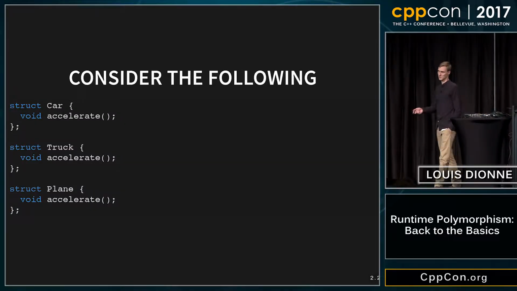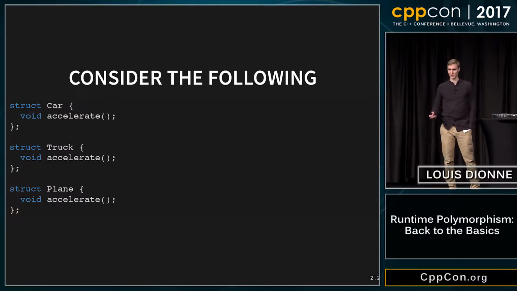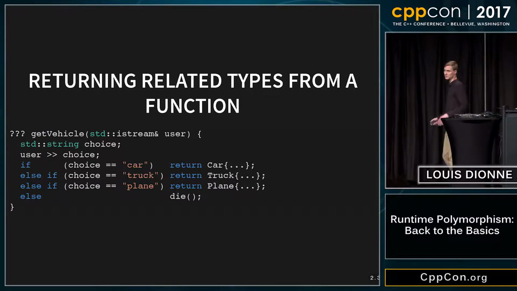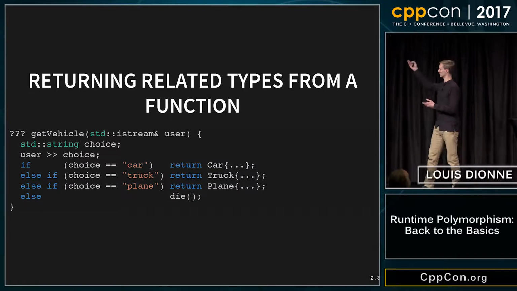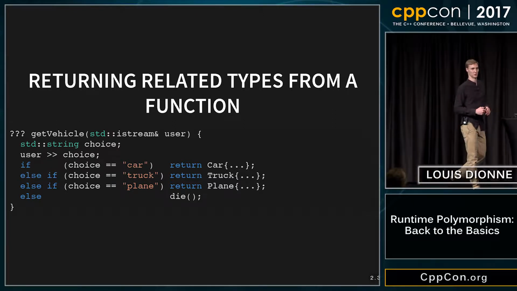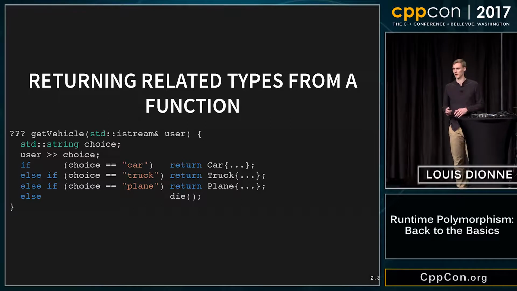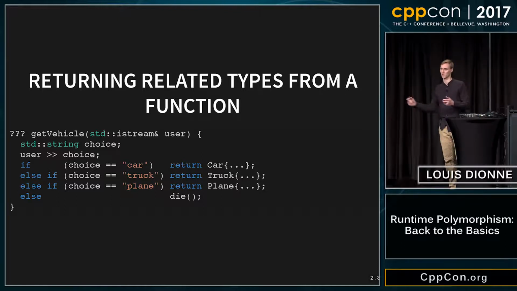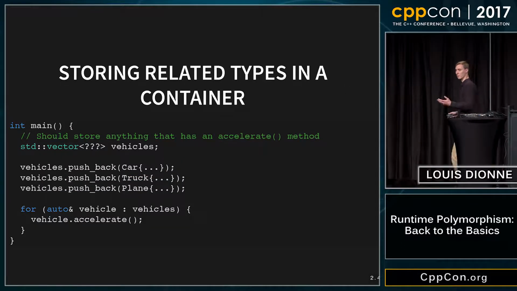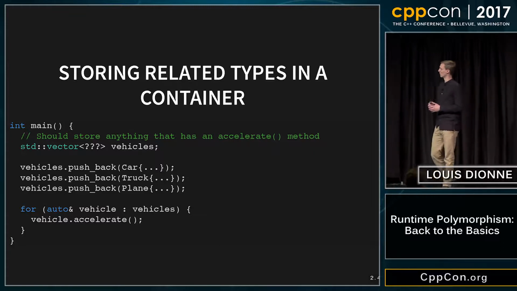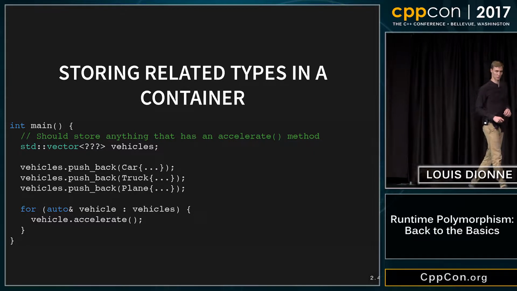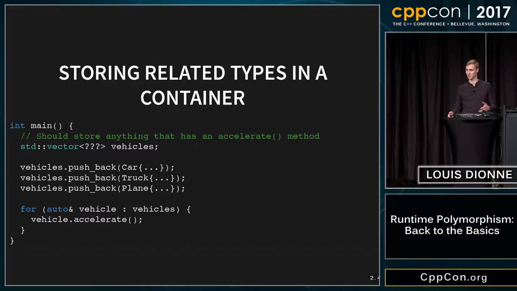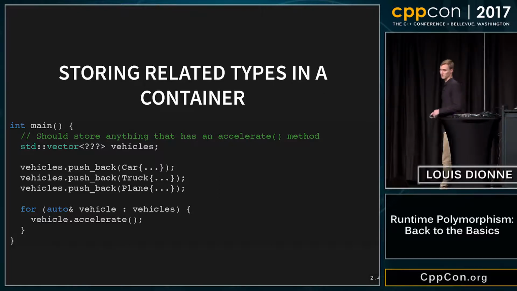So imagine you have a set of types, and they're all related by their interface in some way, right? And then you want to return them from a function based on some runtime condition, for example, some user input. So I don't know exactly what type I'm going to be returning. I can only return one type from the function, so I need some kind of erasure to coerce all these types into a single type. Or if I want to store objects of these different types in a container, I need a single type to basically represent all of these types. So I'm going to need some kind of runtime polymorphism there.